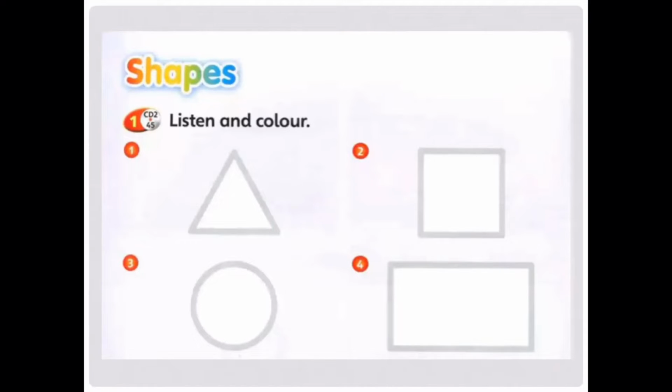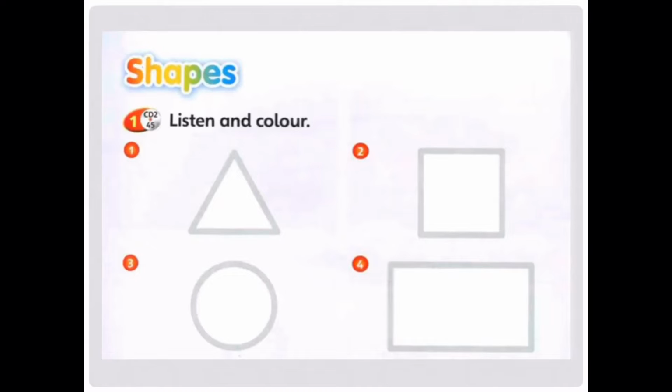Student Book, page 86. Listen and color. Color the square green. What number is the square? It's number 2. So we color the square in green.